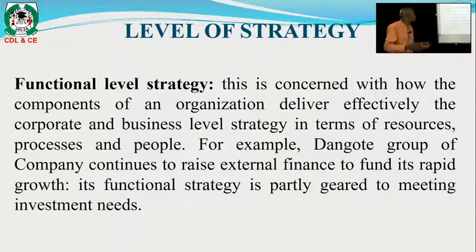Then the last is functional level strategy. This is concerned with how the components of an organization effectively deliver the corporate and business level strategies in terms of resources, processes, and people. That is what we mean by functional strategy. And I gave an example. For example, Dangote Group of Companies continues to raise external finance to fund its rapid growth. Its functional strategy is partly geared to meeting investment needs. And you can see recently Dangote has moved to where? To sugar, to oil and gas, cement. He has almost every area of human concern when you come to industrial and consumer products.